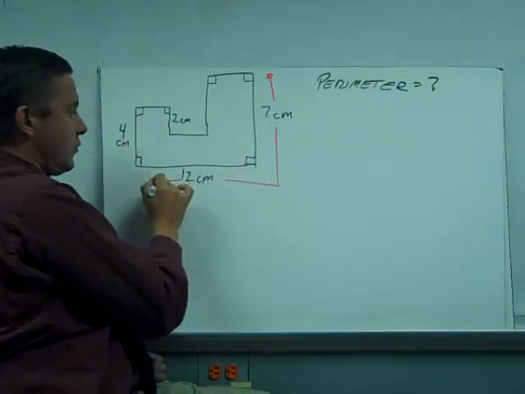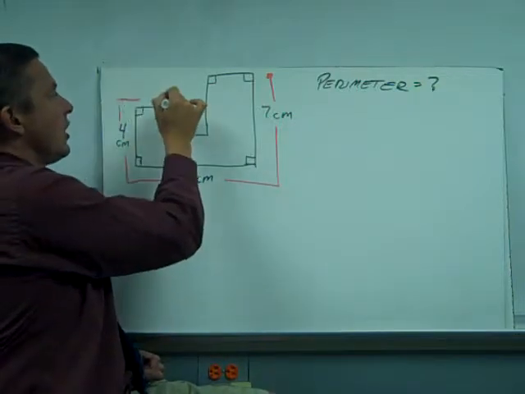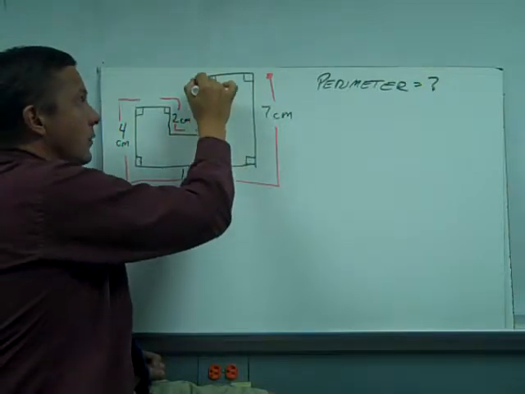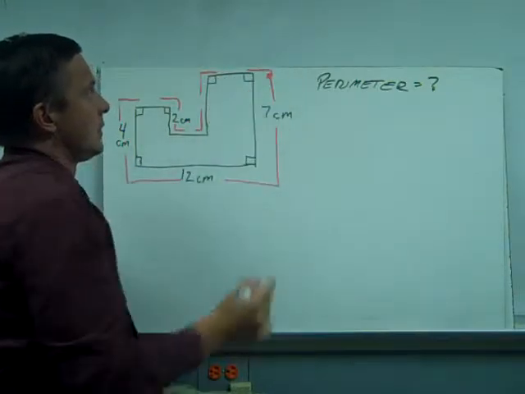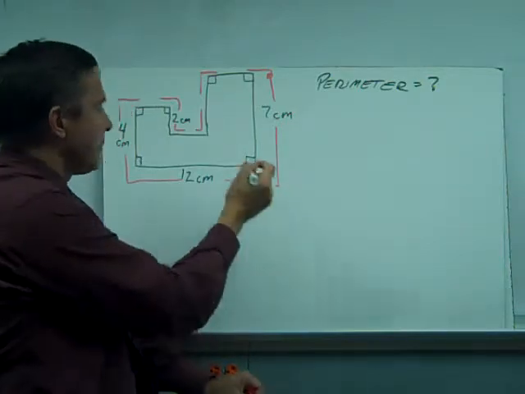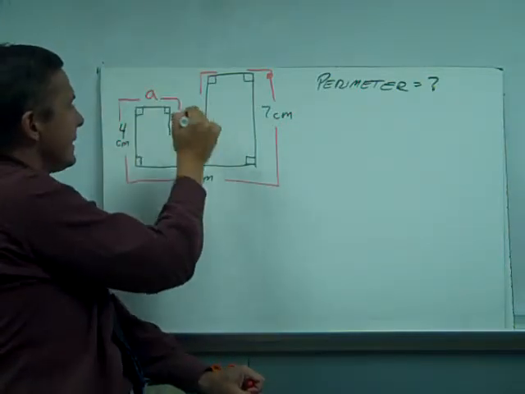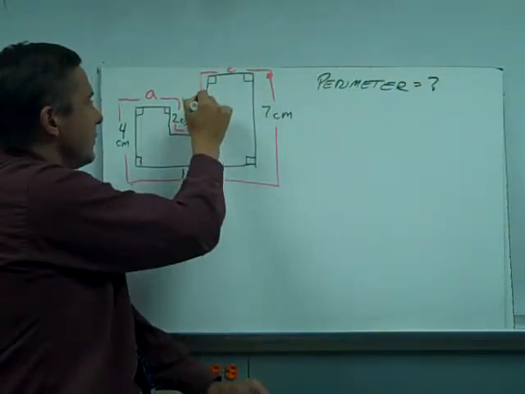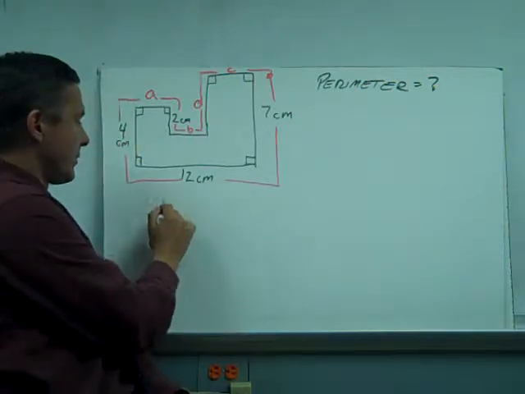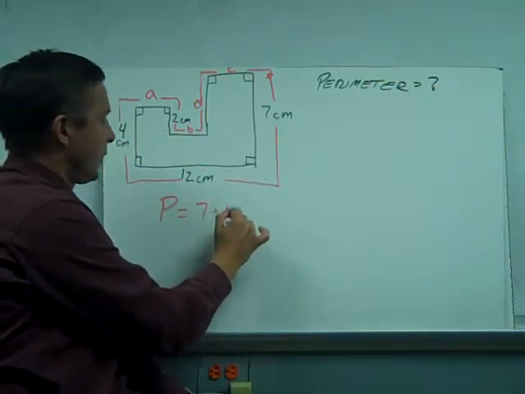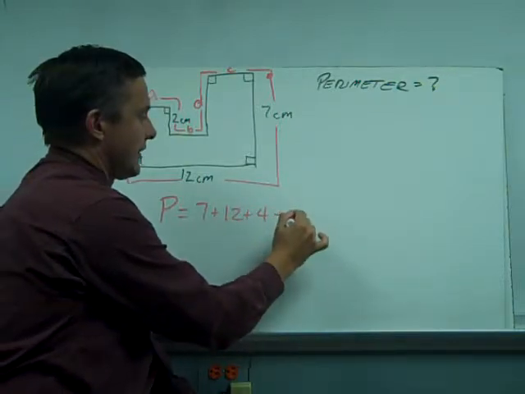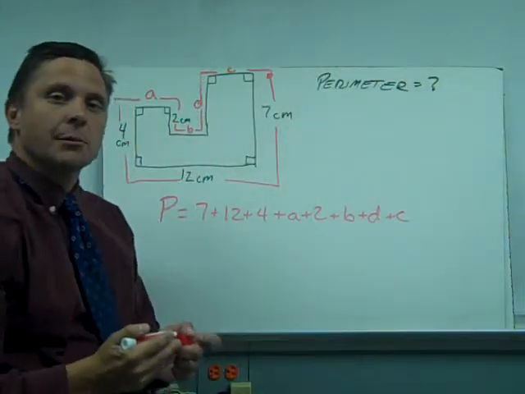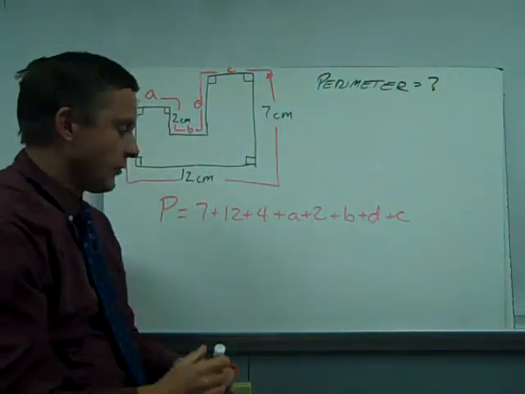7 centimeters, 12 centimeters, 4 centimeters. Unknown, 2 centimeters. Unknown, unknown, unknown. So we have some work to do here. If I put some labels here, A, B, and C for the 3 horizontal lines, I'll just call this little d. And again, I can write the perimeter initially as 7 plus 12 plus 4 plus A plus 2 plus B plus D plus C. But we have to figure out these variables.